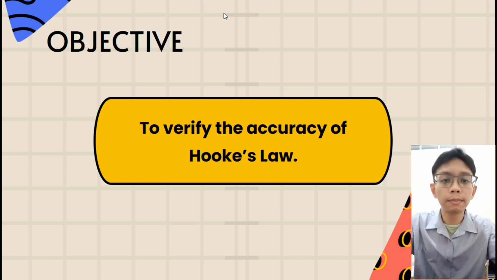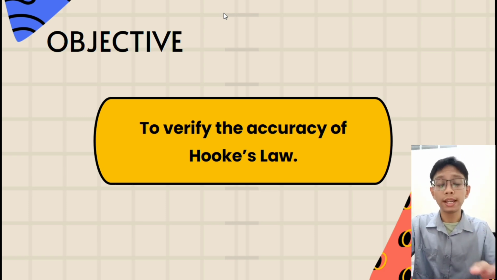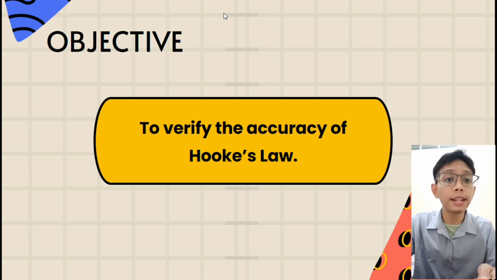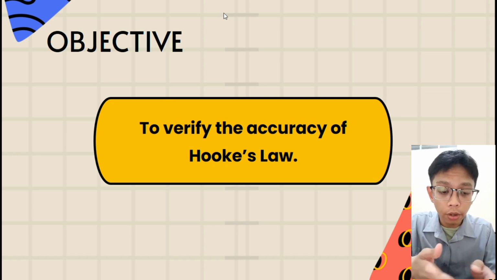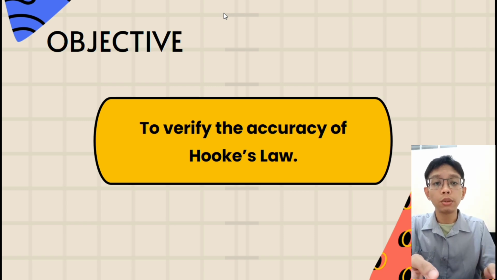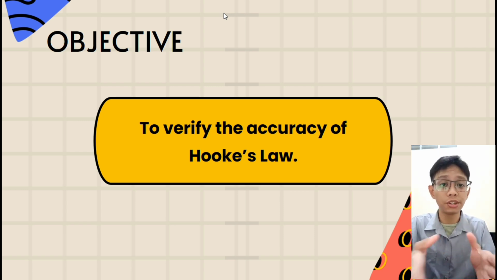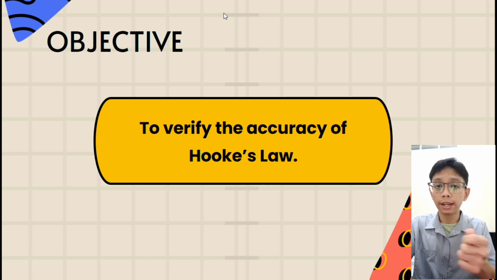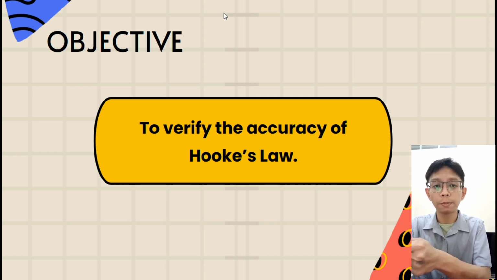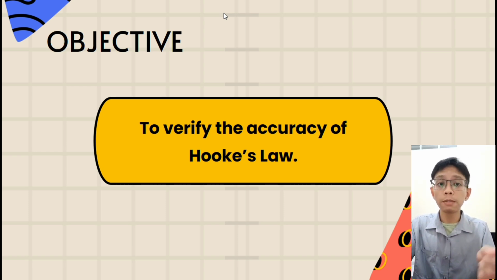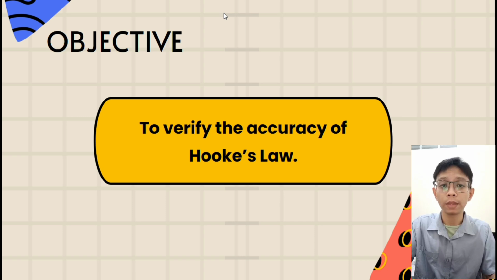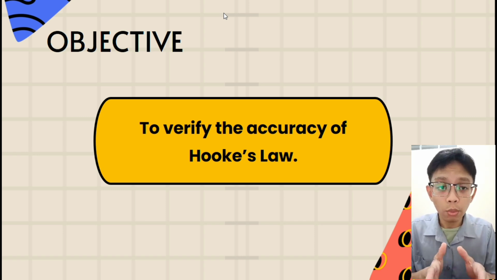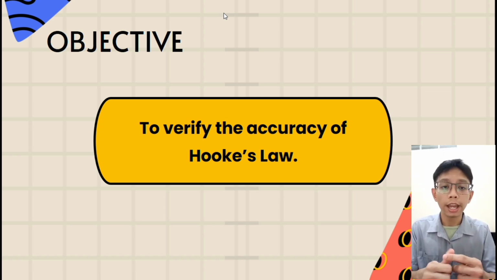But what is stated by Hooke's law in physics? Hooke's law states that the force needed to compress a spring or to extend a spring is directly proportional to the displacement of the spring from its initial position. So in mathematics, let's say we have two variables, x variable and y variable.